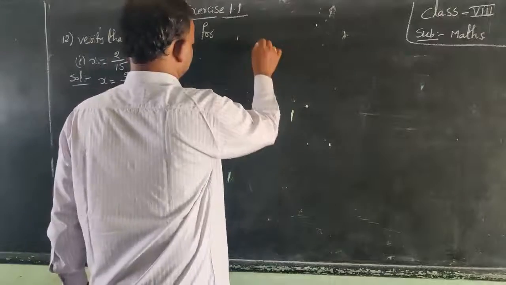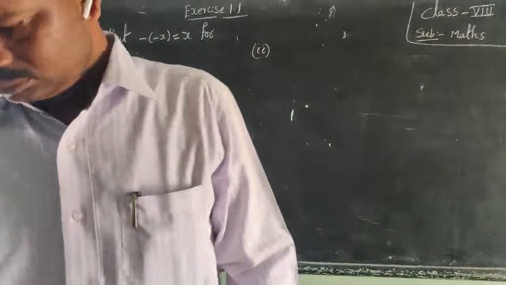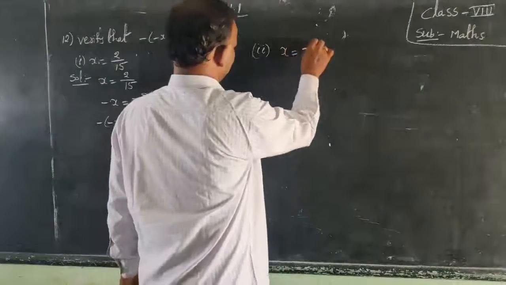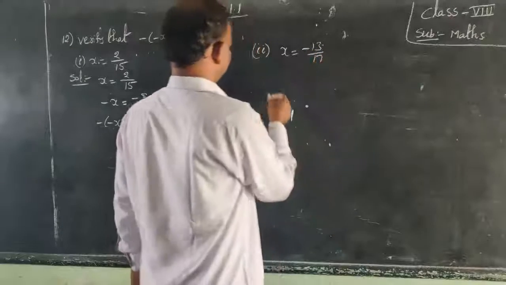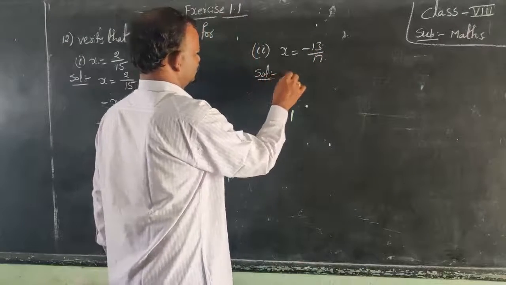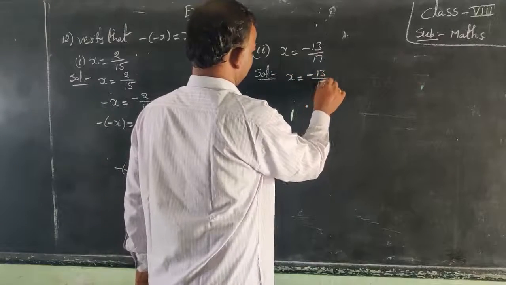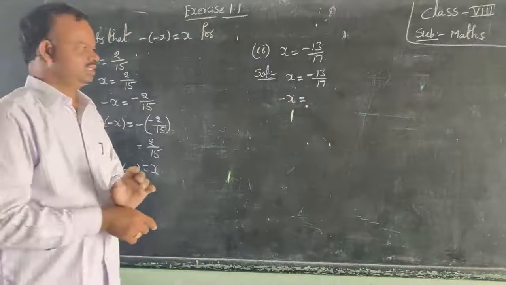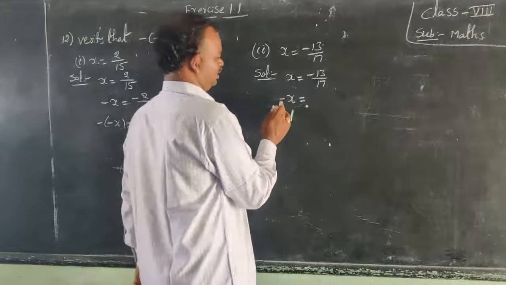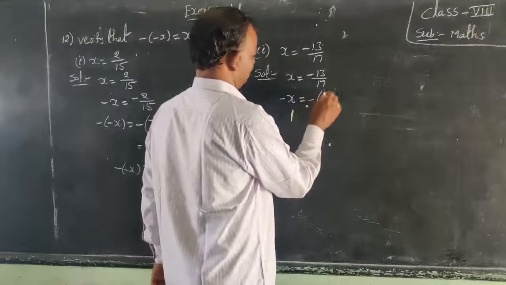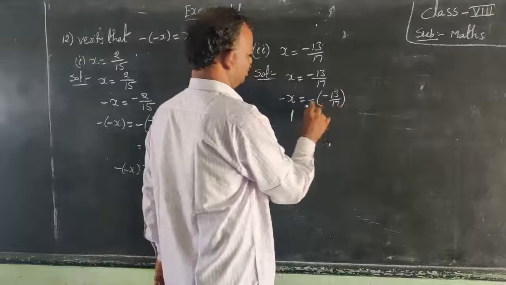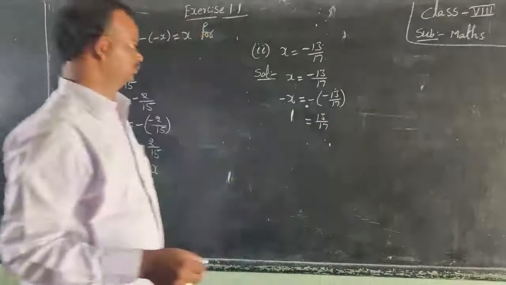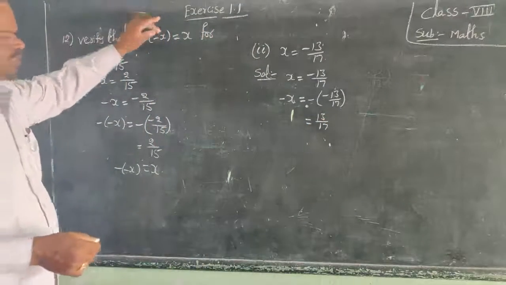And next, second one is minus 13 by 17. X is equal to minus 13 by 17. Solution: x is equal to minus 13 by 17. Minus x, we are taking the symbol minus first. Minus of x means minus of minus 13 by 17, minus into minus plus 13 by 17. We will find the value of minus x.